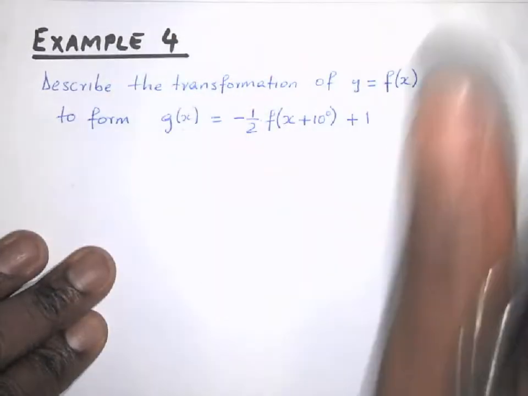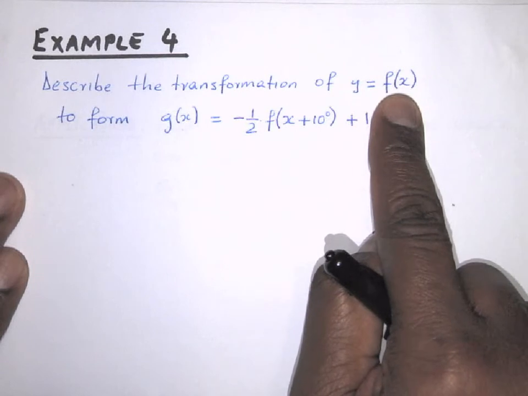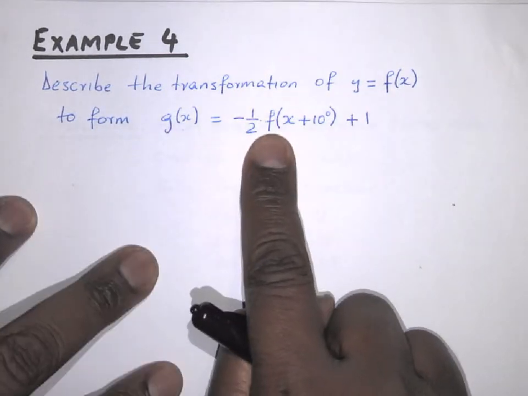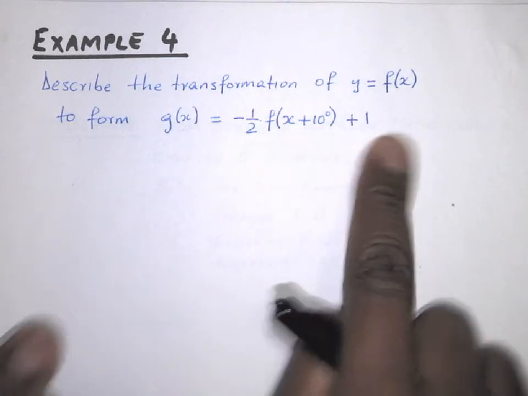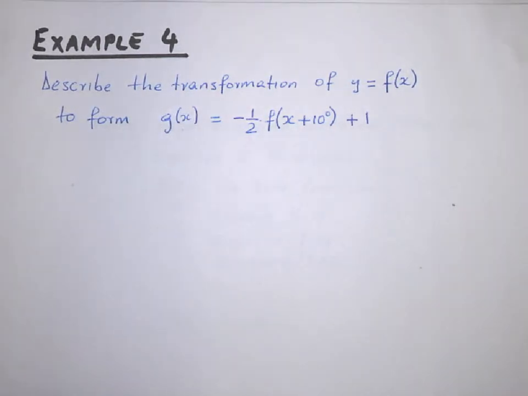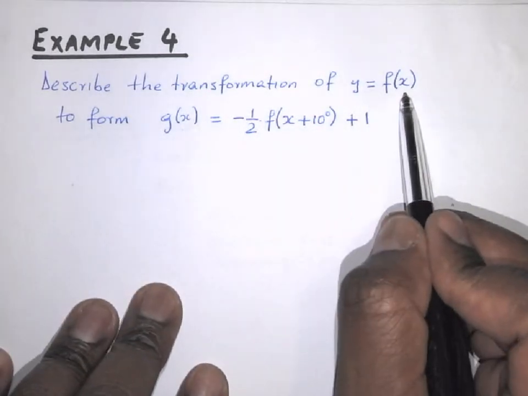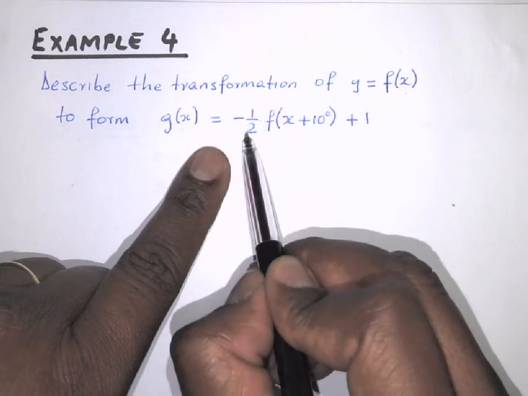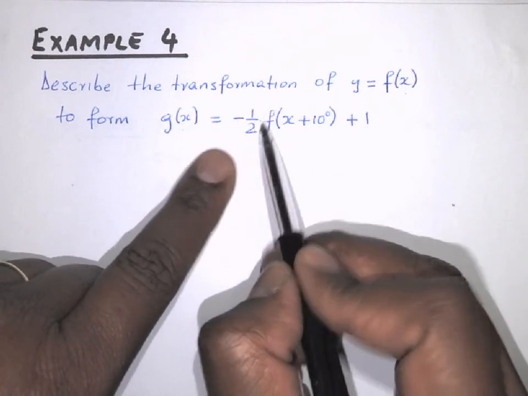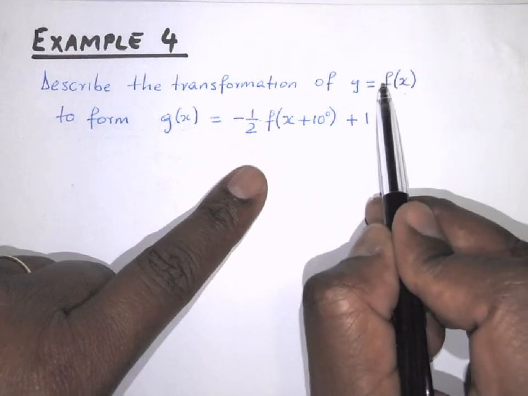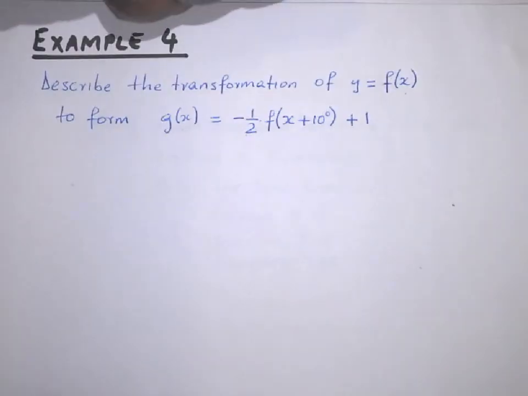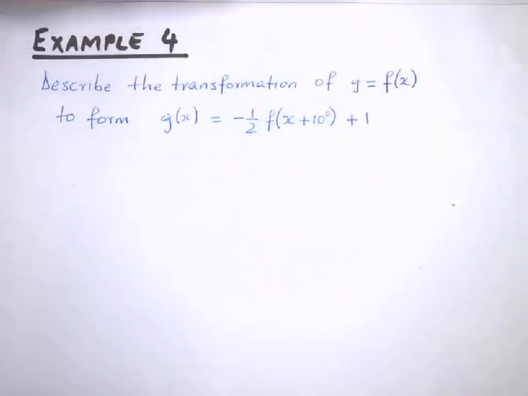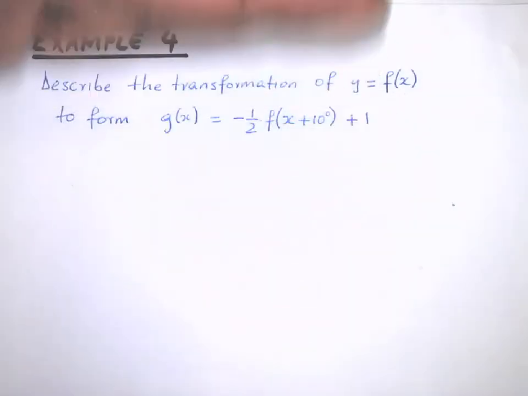Okay, let's look at the last one. Sometimes they can say, describe the transformation of y equals f of x to form the graph g of x equals negative half times f of x plus 10 degrees plus 1. In this case, they don't want you to draw. They want to see if you understand. How can I change this graph to this? You can see that this graph of f has been multiplied by negative half. What did we say in the previous lesson? If I multiply f by a coefficient, either I'm vertically stretching it or compressing it. Because this is half, I'm compressing, I'm making it small. So it's a vertical compression.